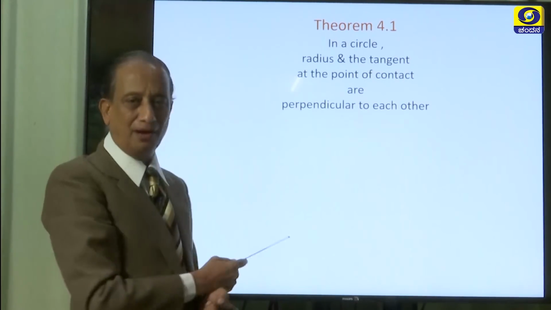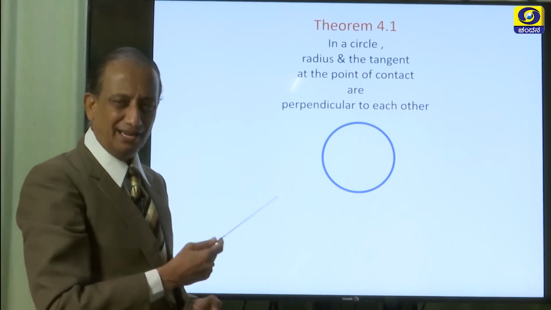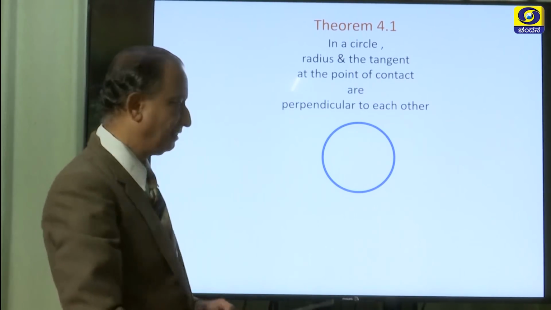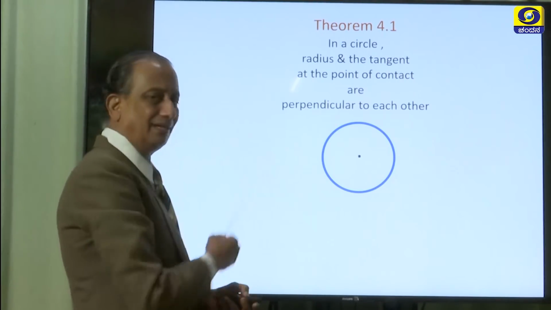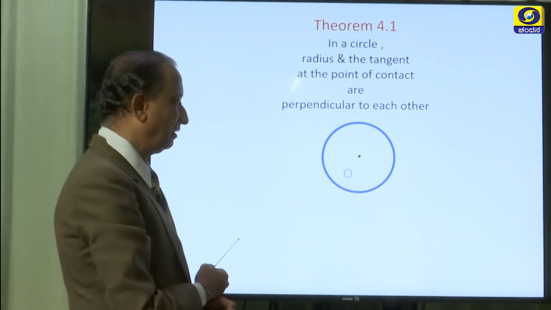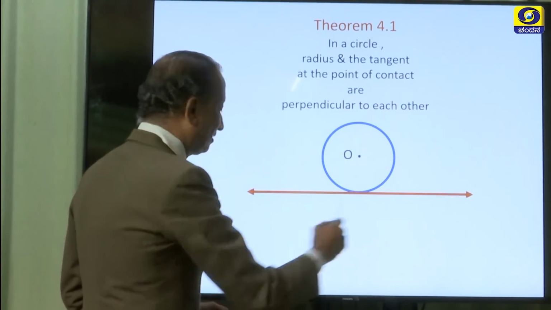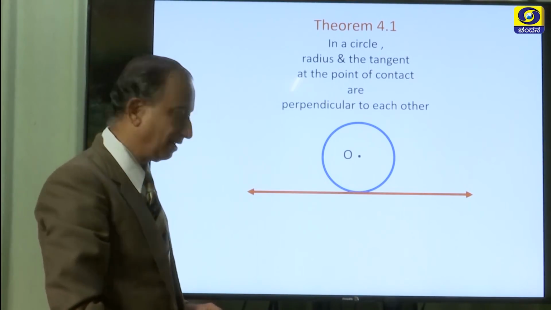With the help of compasses, you draw a circle with some convenient radius. As far as possible, take 3 centimeters or maximum 3.5 centimeters and draw a circle like this. Locate the center of the circle, call it O. Now here is a straight line. Two arrow marks on either side indicate that it is a straight line.